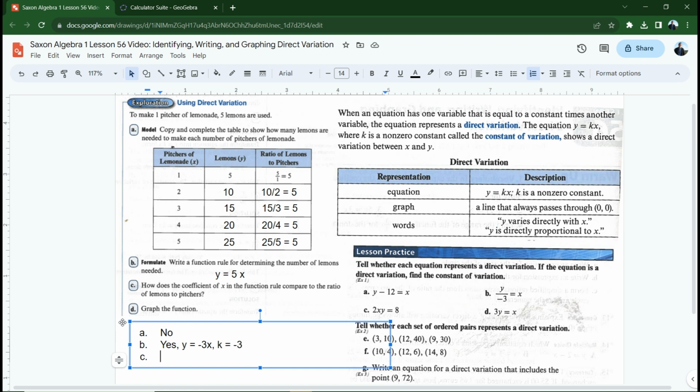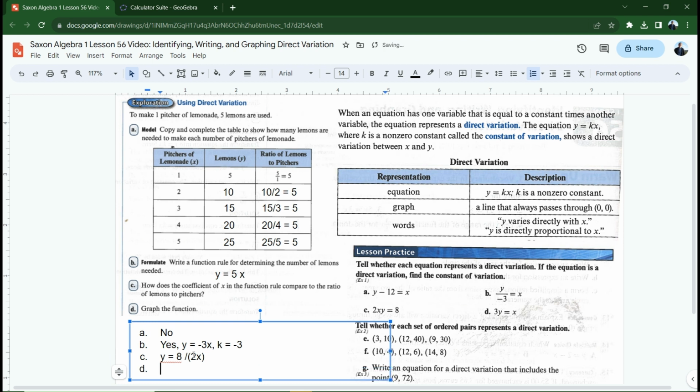Let's get y on a side by itself. I'm going to divide both sides by 2x. Y equals 8 over 2x. Now notice that x is in my denominator here. If x is in the denominator of the fraction, it is not direct variation. It's a different type of variation we're going to learn about later. So x has to be in the numerator. If it's in the denominator of a fraction, it is not direct variation.